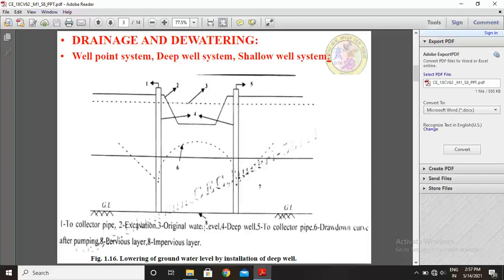And the next one is the impervious layer. This seventh one is the pervious layer and the eighth one is the impervious layer.